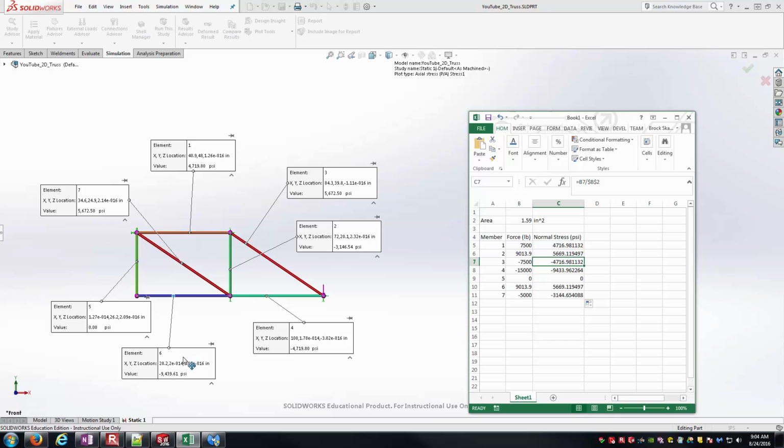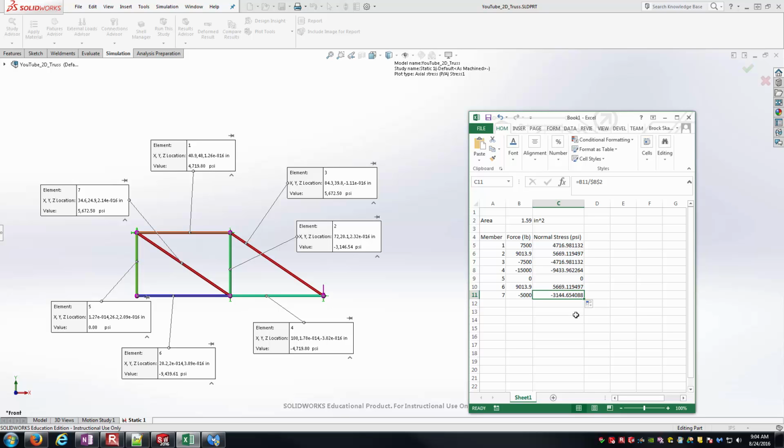The next one was here. This was element 4. You can see negative 9433 matches up quite closely with that value. Member 5 was our zero force member. Notice SolidWorks shows element 5 has 0 for the PSI value, and so that's good agreement there. Member 6 should be this one here: 5,672.5 versus 5,670, so good agreement again between our numerical approach and theoretical. And finally, member 7, the vertical one in the middle: negative 3146.5 roughly is what SolidWorks shows, and negative 3144.7 is what our theoretical calculation shows.